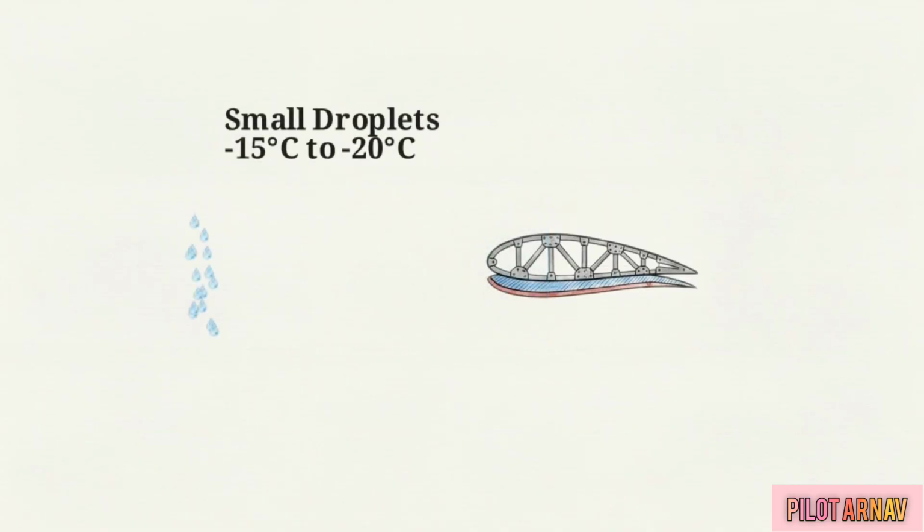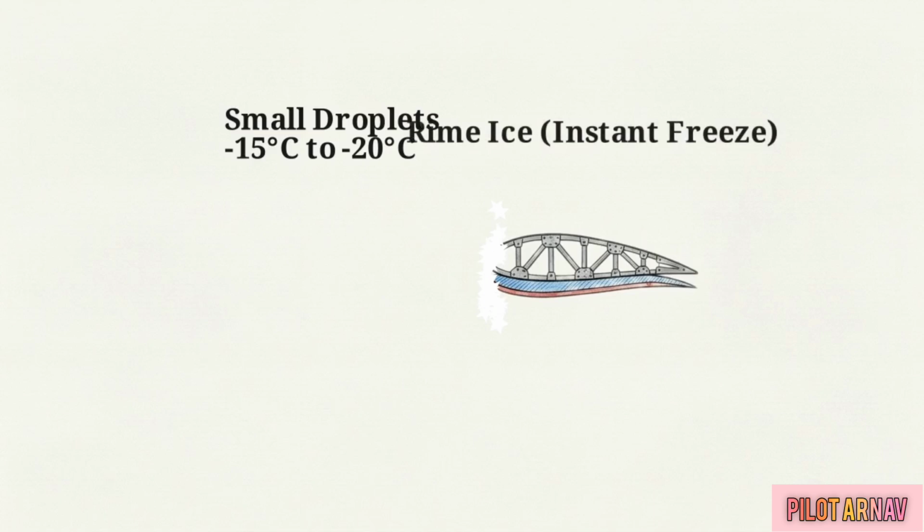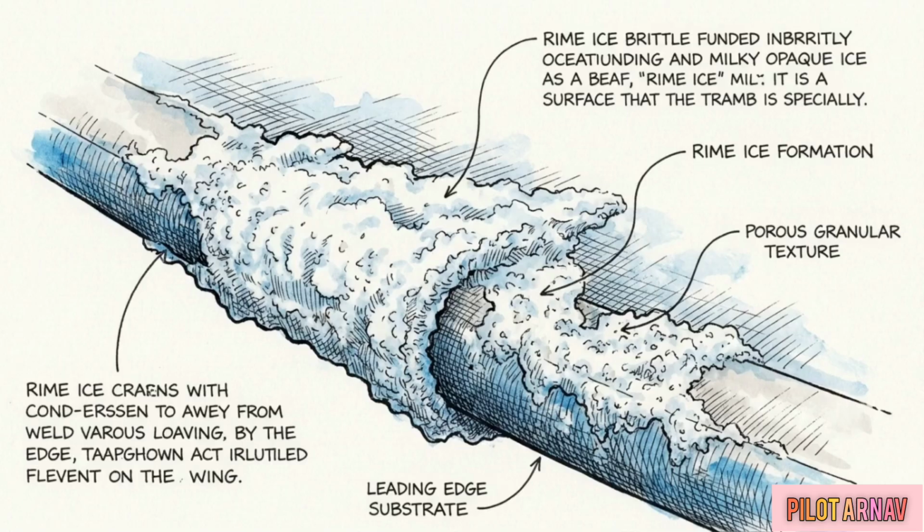Contrast this with droplets encountered between -15 and -20 degrees Celsius. These are small supercooled droplets. When they strike the leading edge, they freeze instantly right at the point of impact. Because there is no flowback, the rapid freezing traps tiny air bubbles between the ice particles. This creates Rime Ice, a brittle, granular, and milky opaque structure.